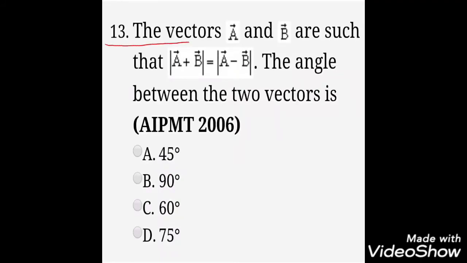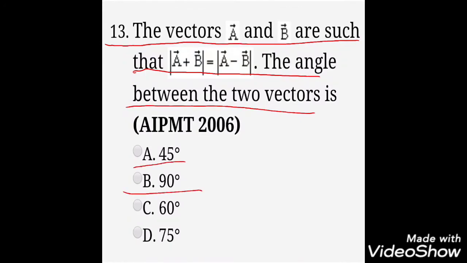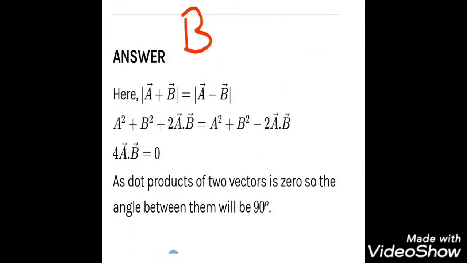Question number 13. The vectors A and B are such that modulus of A plus B is equal to modulus of A minus B. The angle between the two vectors is: option A, 45 degree; option B, 90 degree; option C, 60 degree; option D, 75 degree. Question number 13 is also solved like question number 12.